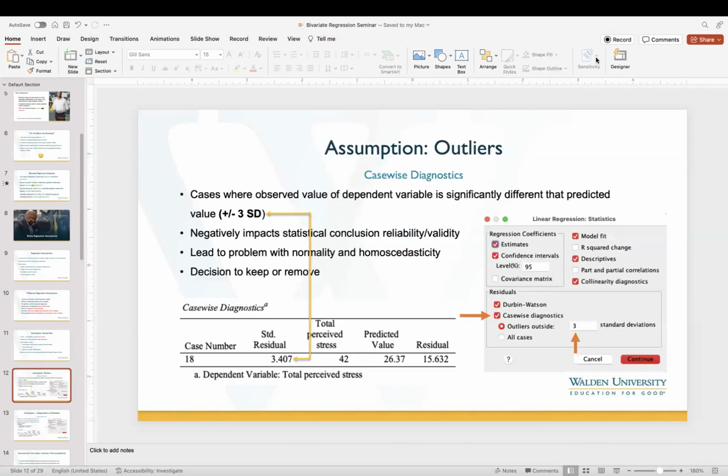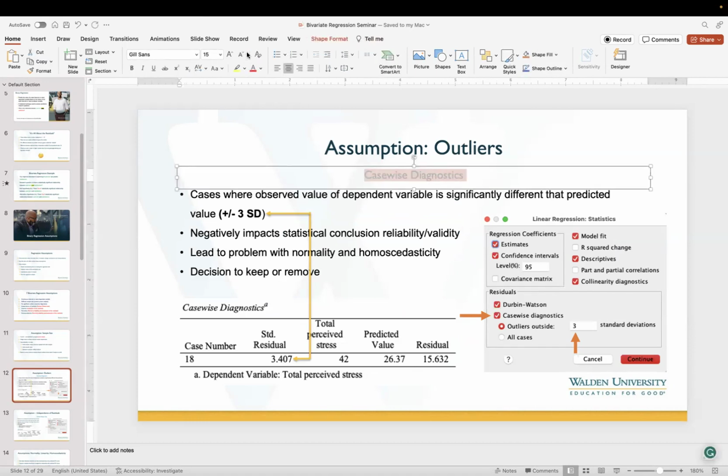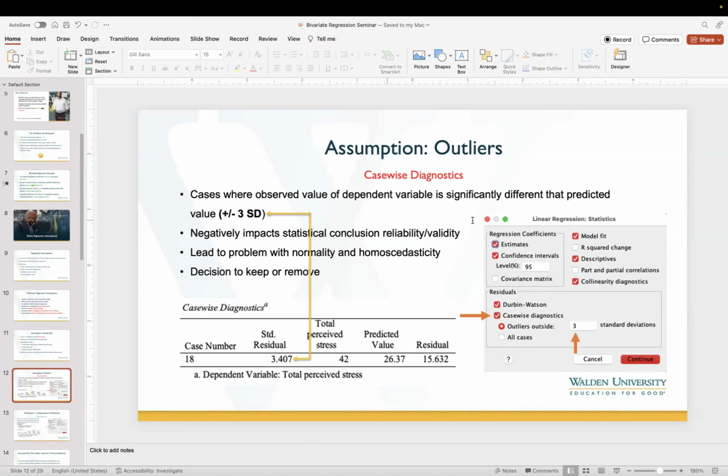Now, outliers. Remember we said the outliers are critical. How do we find those? Well, you're going to find those in something called the case-wise diagnostics, okay? And that's something that you run in SPSS, and we'll look at that. You can see here in the graphic, the linear regression statistics box. And as you'll see in the residual, you see that? It even says that. I'm glad that it says that.